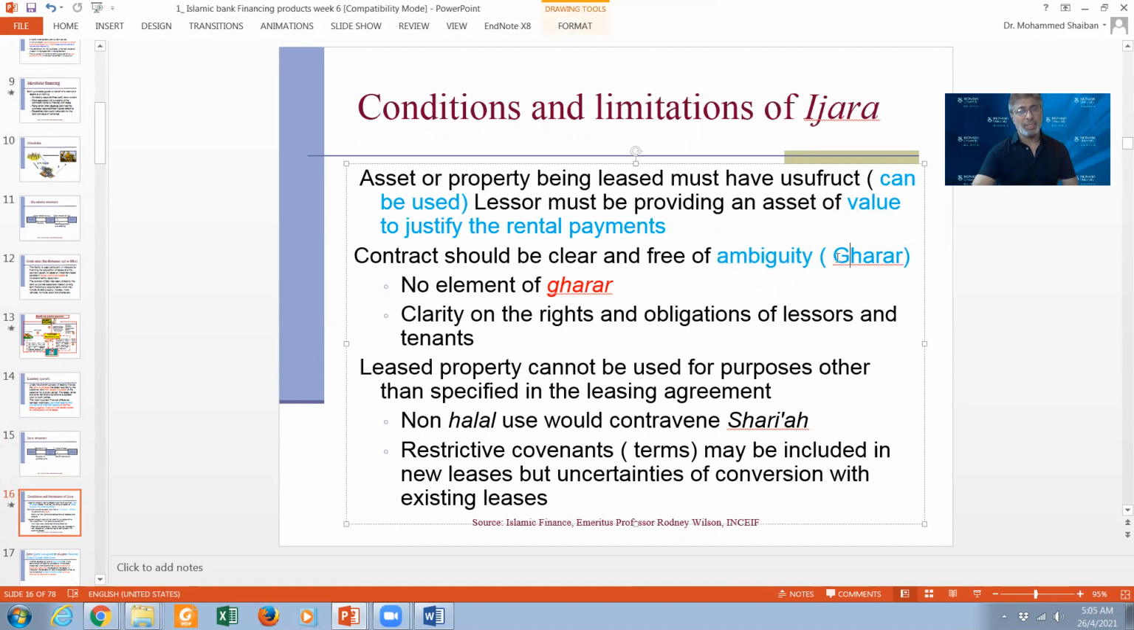And this word is a new one called garar. Garar means ambiguity, understand it from this. So if you hear the word garar, it means there is no speculation, there is no cheating, everything is clear and there is no ambiguity in the contract. Leased property cannot be used for purposes other than those specified in the leasing agreement.